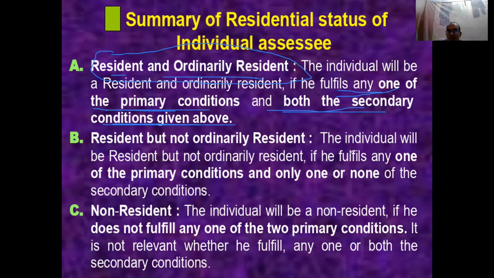How can you say? See, if the individual fulfills any of the primary conditions and only one or none of the secondary conditions. So in case an individual satisfies only one primary condition and only one or zero of the secondary conditions, he does not satisfy any secondary condition, or he satisfied only one secondary condition, apart from satisfying one primary condition. In that case, the person will be treated as resident but not ordinarily resident.